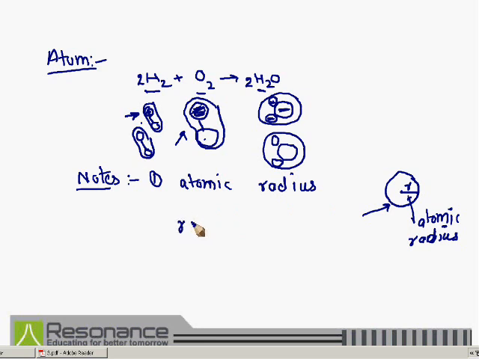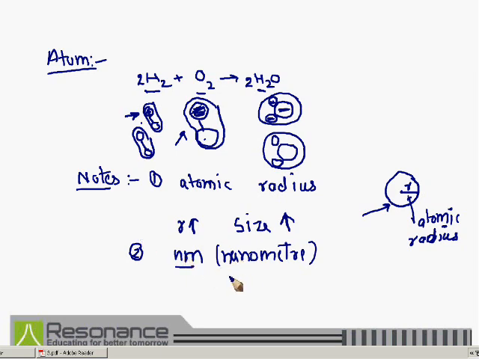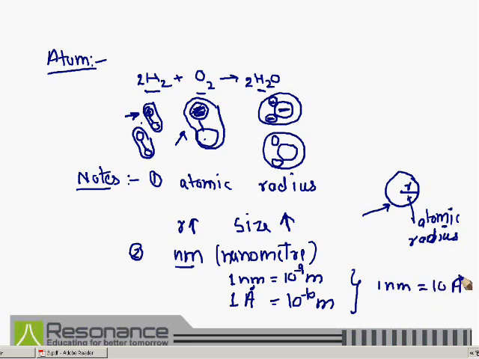Now we consider that if the radius increases, then the size of the atom also increases. So we can represent the size of an atom by its radius. The second point is, atomic radius is measured in nanometer, and we can represent nanometer by nm. 1 nanometer is equal to 10 raised to power minus 9 meter. As you know, 1 angstrom is equal to 10 raised to power minus 10 meter. Now we can conclude that 1 nanometer is equal to 10 angstrom. We can also represent radius in angstrom.